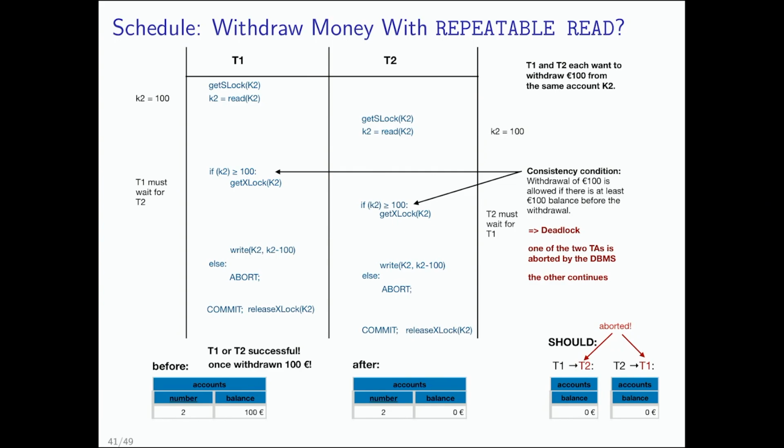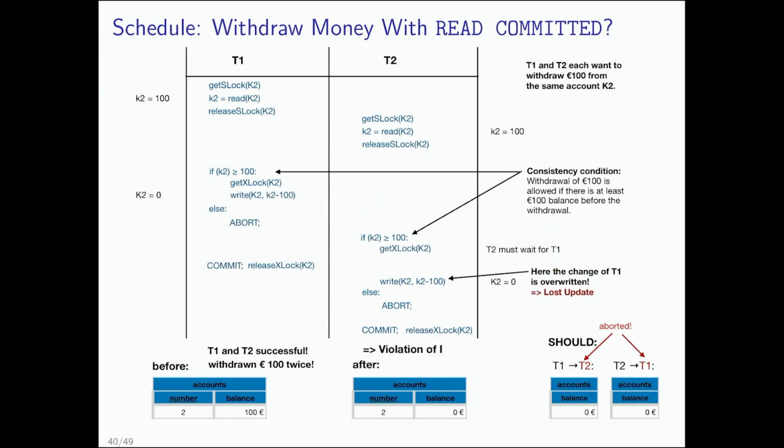So that's this slide. What's the difference here? T2 must wait for T1. Yeah, one of them, T2, must wait for T1. Here T1 must wait for T2. Why? Because I want to have the exclusive lock on K2. However, the change we are making in repeatable read is that we don't have short-term read locks anymore. We have long-term read locks. That's the only change I'm making to the previous slide.